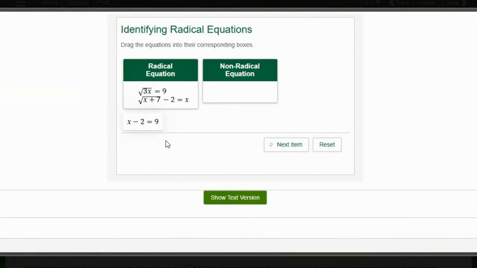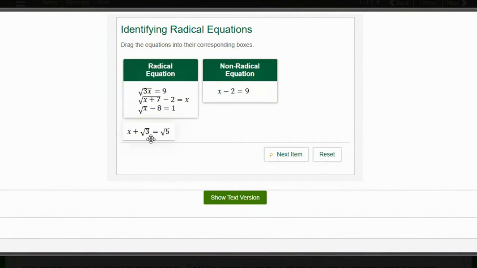How about this one? There's not even a radical in the problem, right? There's nothing. That's just a normal solve for x. Square root of x minus 8 equals 1. Like that one? Square root of x minus 8. Yeah, it's got a square root of x.